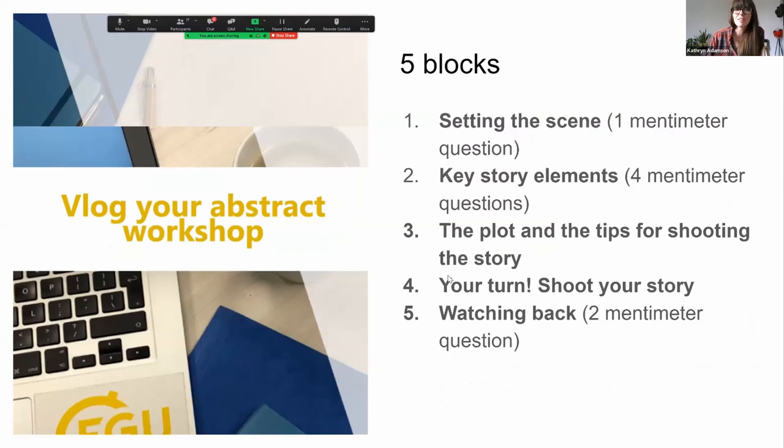Great. So there'll be five blocks to the webinar today. The first one, we'll just set the scene. We'll give you some elements of what makes a blog, what is a vlog in itself. And we'll look at the key elements to a successful vlog, and then we'll get right down into how we go about making plot lines, tips for videoing things, and then it will be very much over to you and your turn to start producing your very own vlog. We'll watch it back, we'll get some ideas, get some discussion going. Next slide, please.